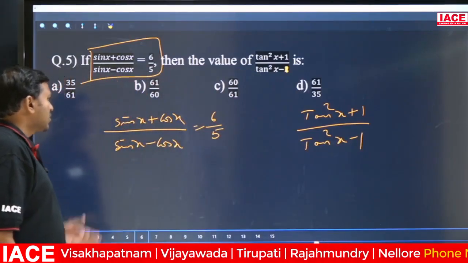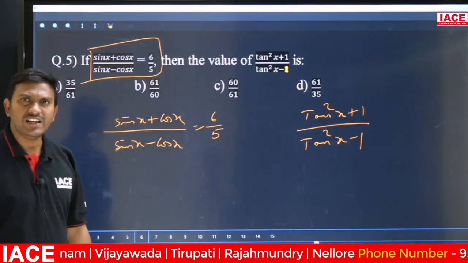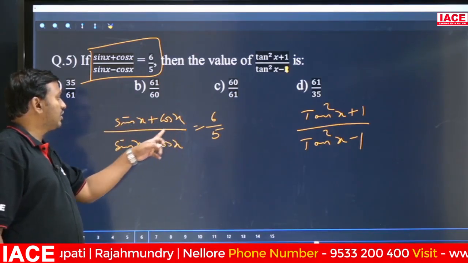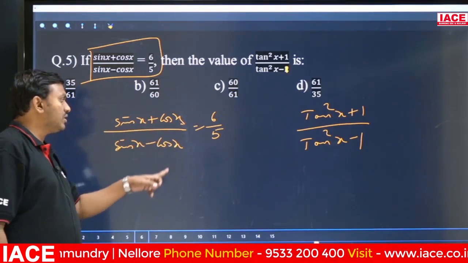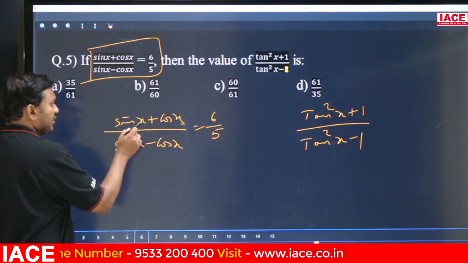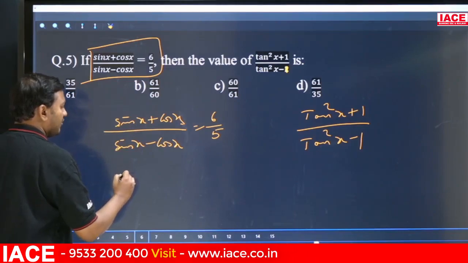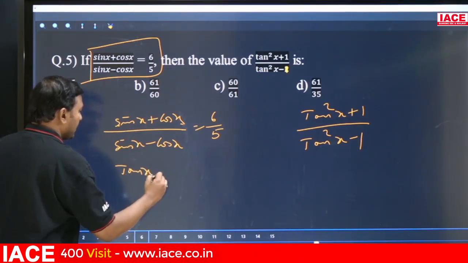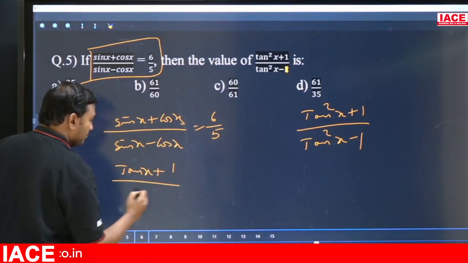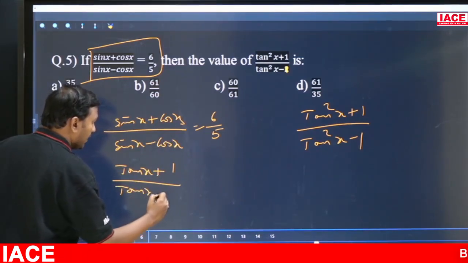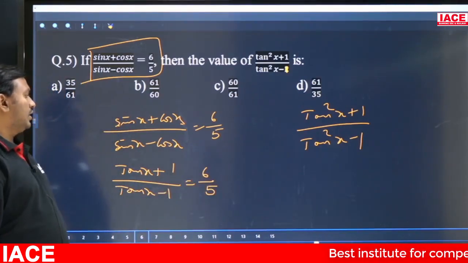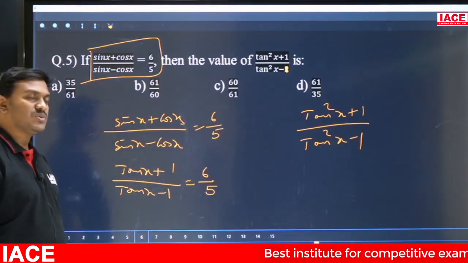It's simple. So first this equation will convert into tan. To convert it to tan, what do you have to do? We have to divide with cos x. Numerator we divide with cos x, and denominator also you divide with cos x. What will come? Sin x by cos x is tan x, so (tan x plus 1) by (tan x minus 1) equal to 6 by 5.